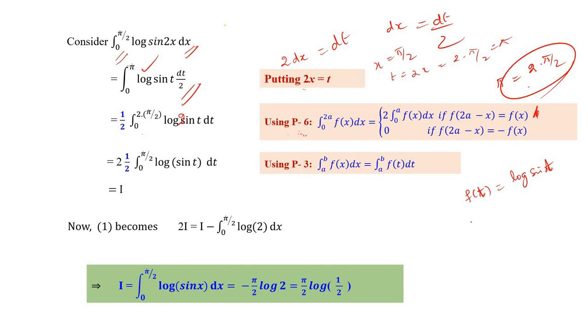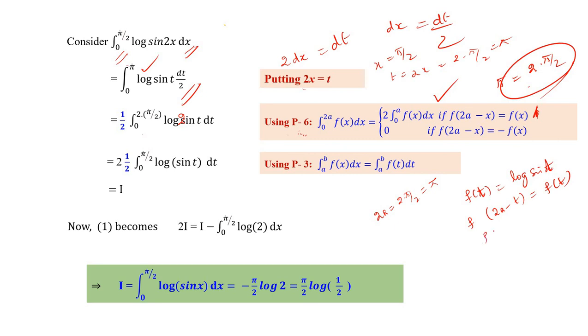Now, we need to check whether f of 2a minus t equals f of t. In this case, what is 2a? 2a is 2 into pi by 2, that is pi. So if you are able to show that f of 2a minus t is also f of t, then we can make use of this. Otherwise, we cannot use this one. If you are getting a negative sign, then you will have the value to be 0. So we will check this.